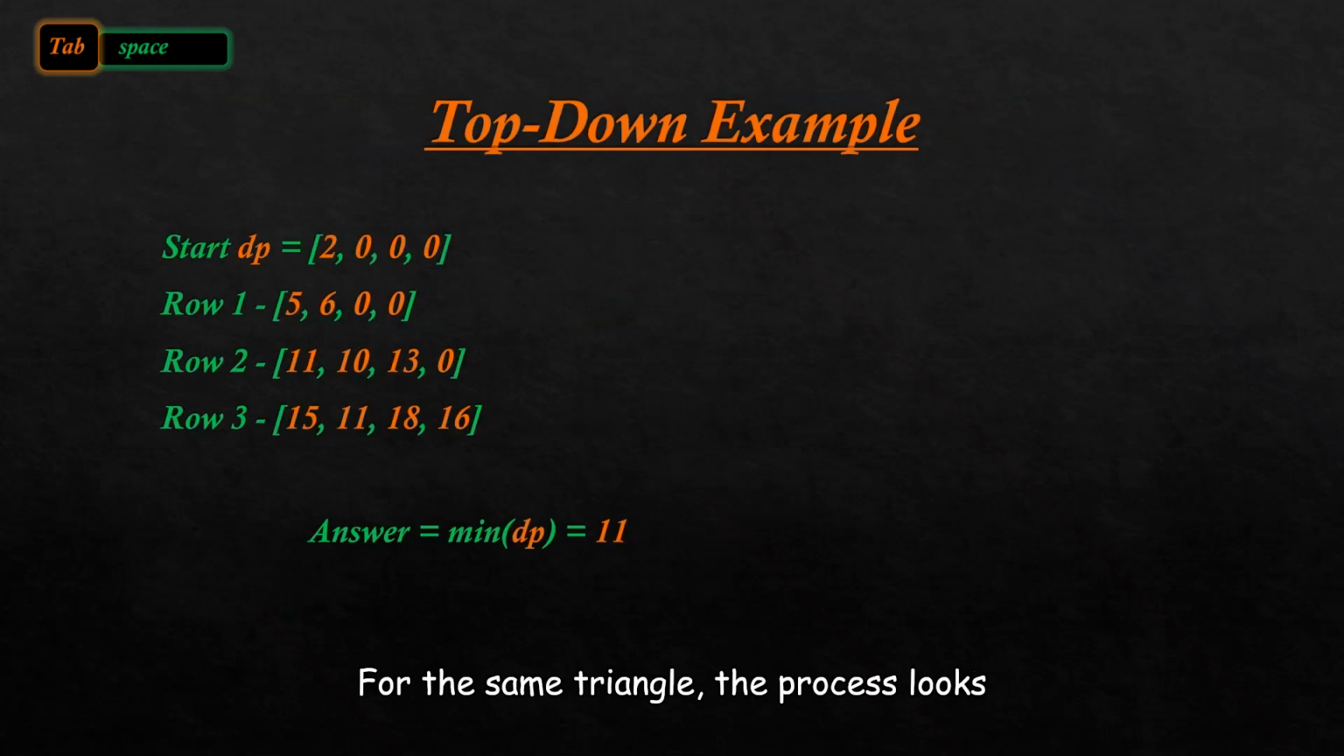For the same triangle, the process looks like this. We start with 2. After processing the second row, we get 5, 6. The third row updates to 11, 10, 13. Finally, the last row becomes 15, 11, 18, and 16. The smallest among them is 11, which matches the bottom-up approach's answer. This consistency reassures us that both strategies are equally valid.